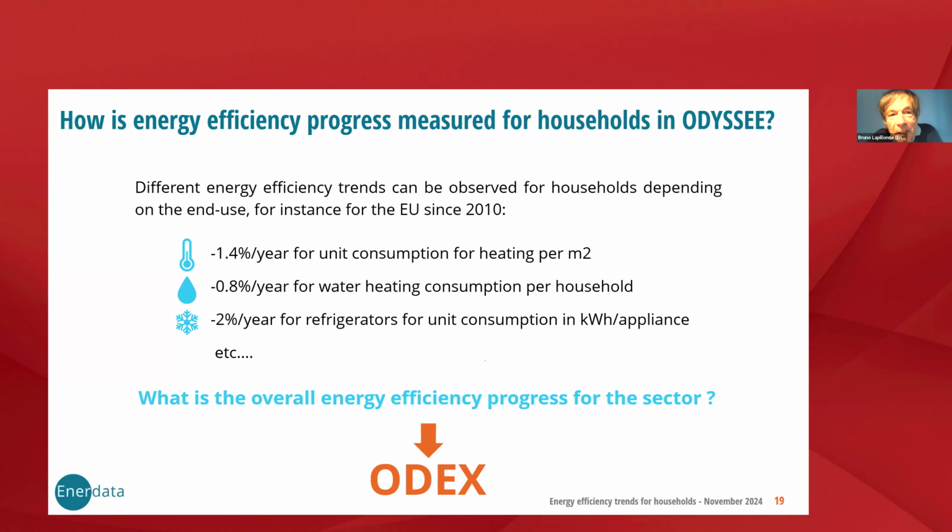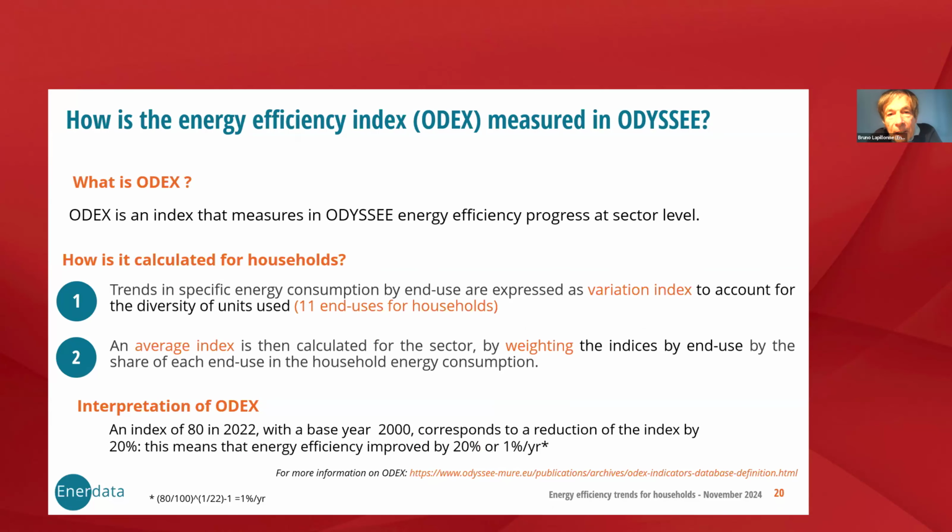So the question now is, from the trends we have observed, I remind you, since 2010, now I focus on the period since 2010, on average, minus 1.4% per year for heating, minus 0.8% per year for water heating, minus 2% per year for refrigerators. The question is, what is the overall energy efficiency progress for the sector? And it's where we use an indicator that we call ODEX. For people familiar with the Odyssey project, this is something we have developed for all sectors as well as for the overall final consumers.